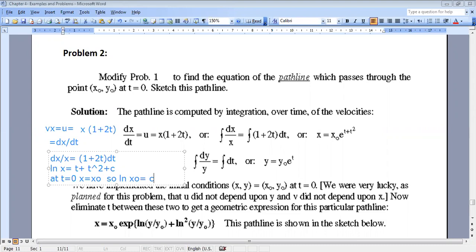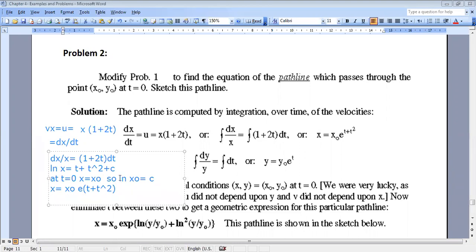Now if we take the exponential of this relation, we get that x is equal to x0 times exponential of (t plus t squared). So we got x as a function of time. Now the next step, we will do the same procedure for y.